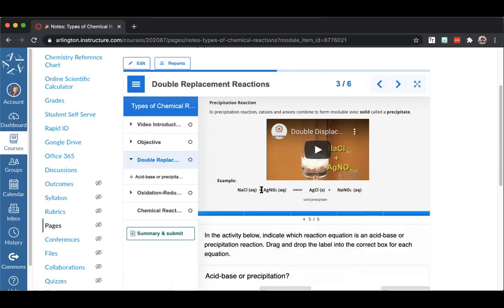Ag, which is silver, that's my C, and it would go with Cl, which is going to be my B. And here it is right here. Okay. Now, later in the year, we're going to talk about how I know this is solid versus aqueous, because there are rules.